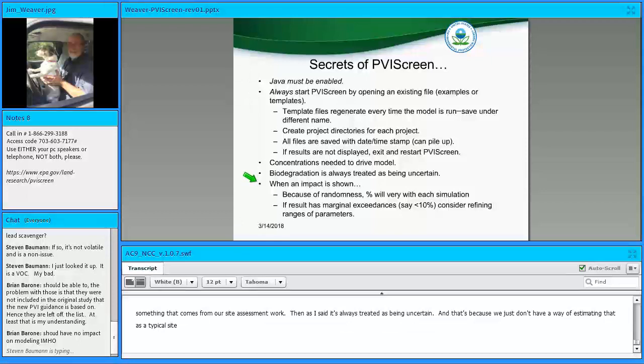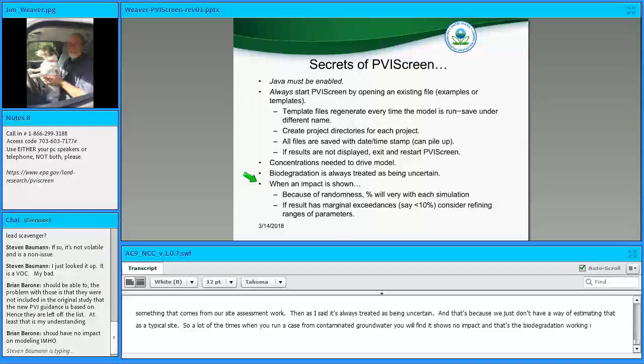Okay, so a lot of the times when you run a case from contaminated groundwater, what you're going to find is that it shows no impact. And that's the biodegradation working in favor of preventing PVI.